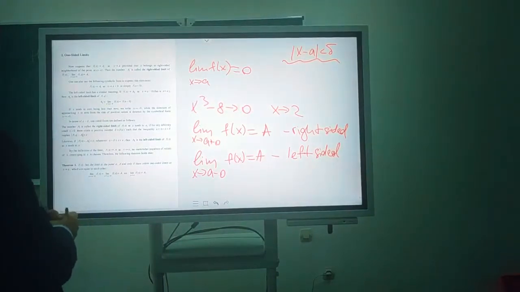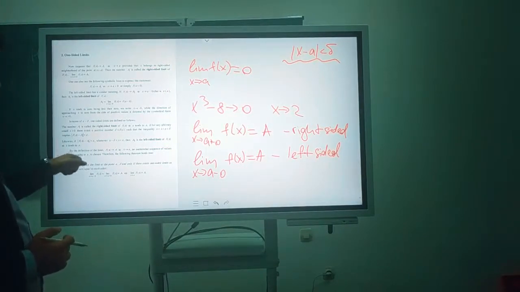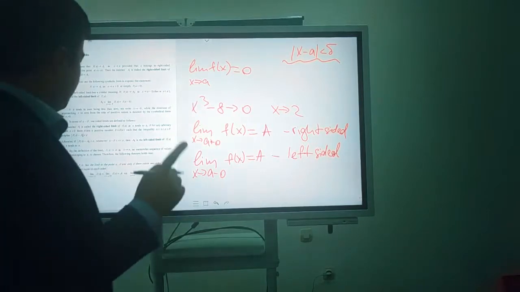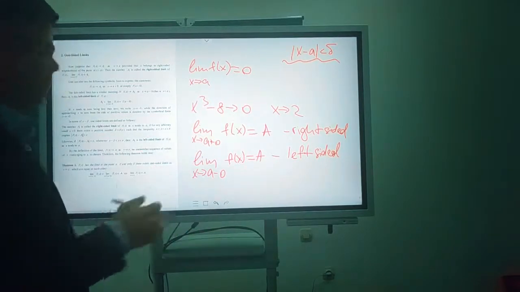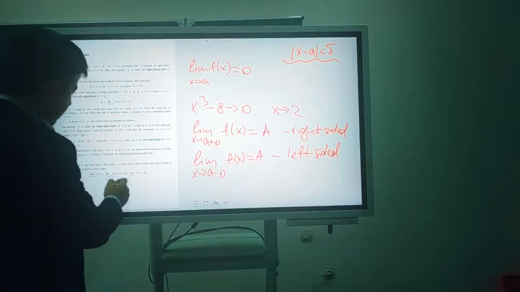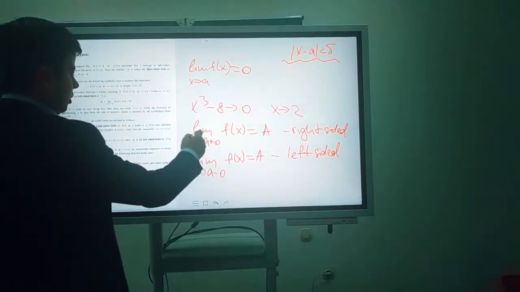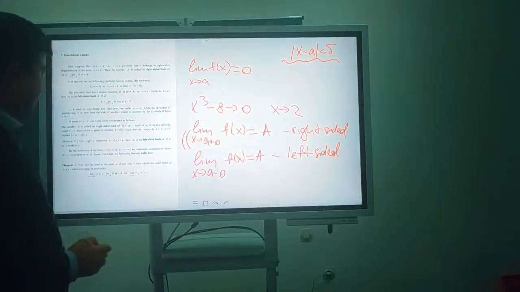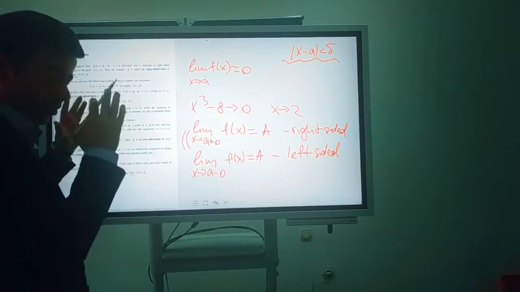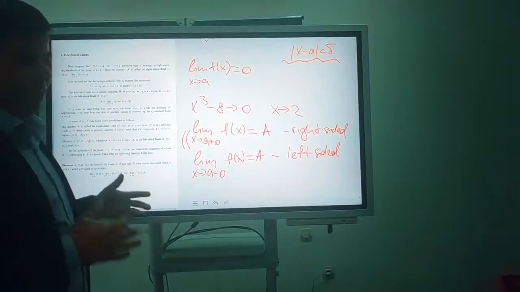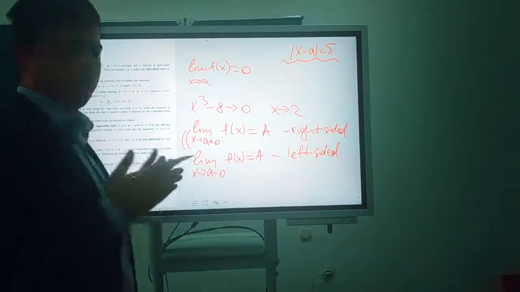And here is the important theorem. f of x has the limit at point a if and only if there exist one-sided limits as x tends to a which are equal to each other. So we need to satisfy this equality. These should be equal, and then it's equal to A, if the left-sided and right-sided limits exist and they are equal. Only in this case we have the limit, and we call this the limit of the function.